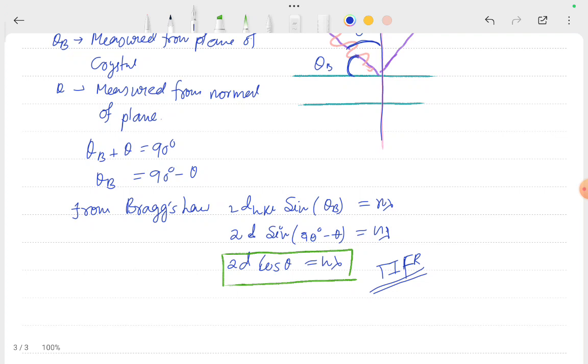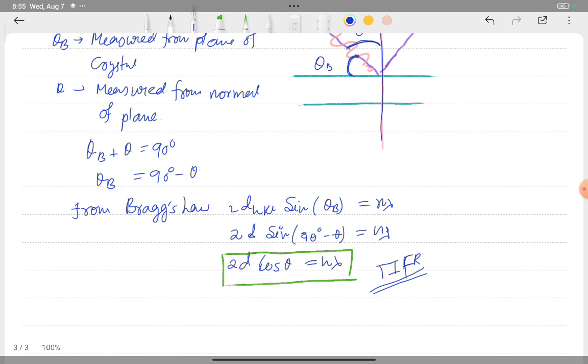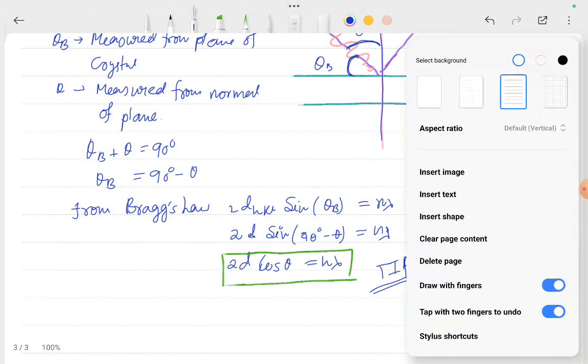Now we derive another equation, that is nothing but the diffraction angle. Just write it down.